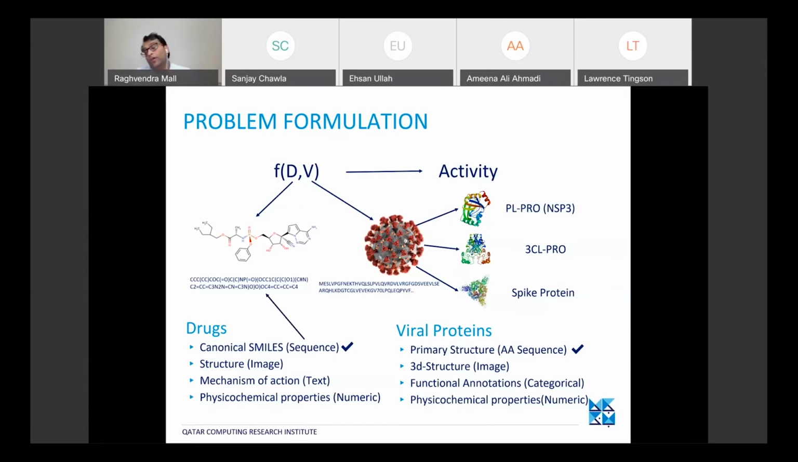The reason we are focusing on the amino acid sequence, or the primary structure, is that not all of the viral proteins produced by the coronavirus have a high quality 3D structure available. So that is one of the reasons we focus on the primary structure. And the second reason is that all the information required when we are looking to capture the co-occurrence is already present in the primary structure. So the presence of histidines or the presence of a carbonyl group is already encoded in the SMILES, as well as in the linear amino acid sequence representation of the drug and the virus.